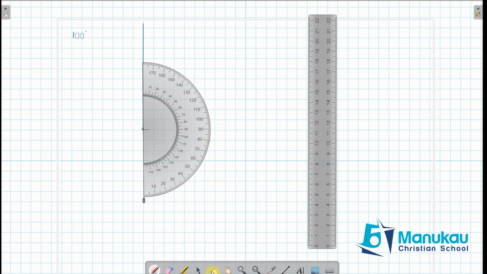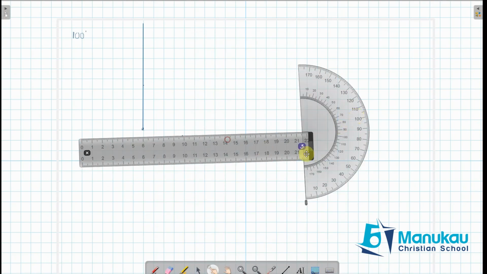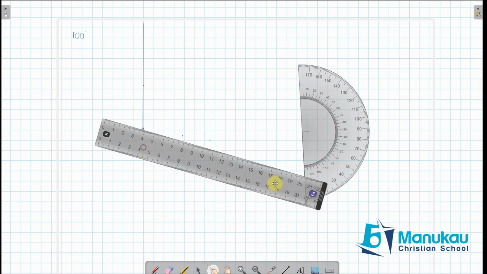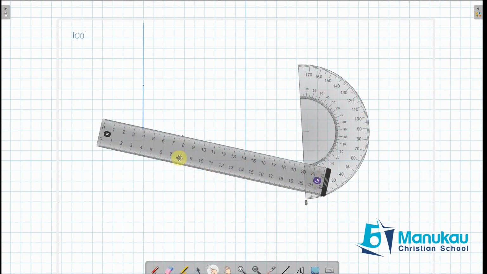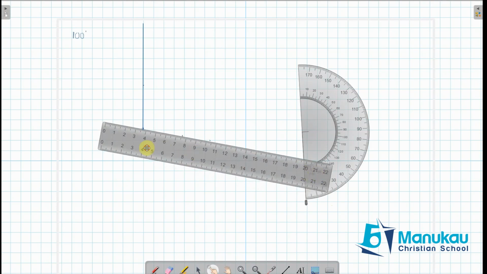Alright, now I'm going to pick up my protractor, move it over here, grab my ruler, and I'm going to line her up. Okay, this is not so good. That'll do. It's much easier when you're doing it in real life. Okay, and then I'm going to get my pen and I'm going to rule it. And I'm going to say that's my bearing of 100 degrees.